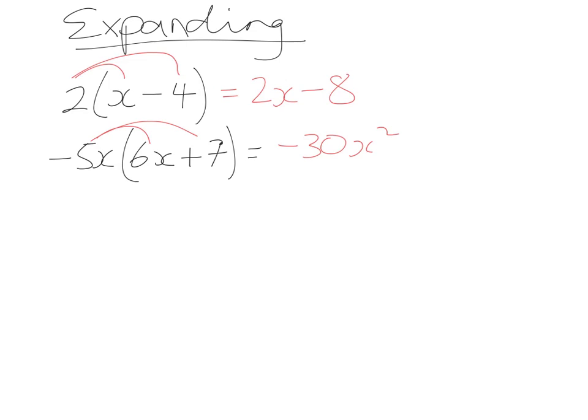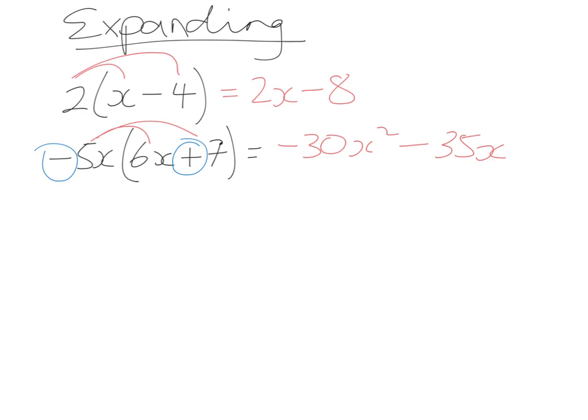Then our next one, negative times a positive is a negative. 5 7s are 35. And we have an x. Alright, so that's just simple expanding. And remember, when there's a negative out the front, that is going to change the sign in the middle.